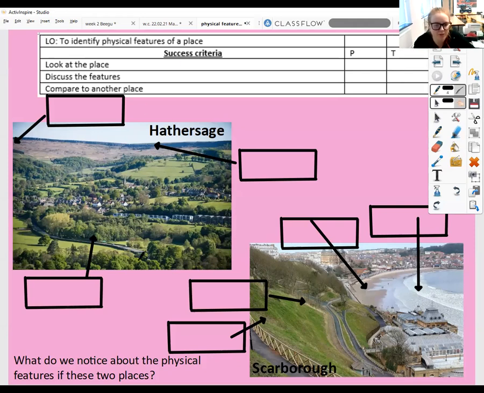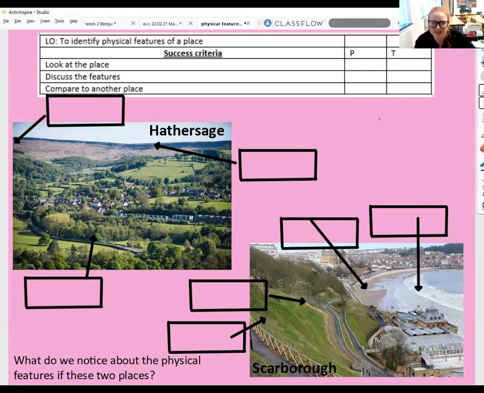So this first picture up here is Hathersage. Hathersage is quite a green area, isn't it? We see lots and lots of greenery, lots of trees, lots of fields, lots of grass, lots of plants growing. It's quite a green area.